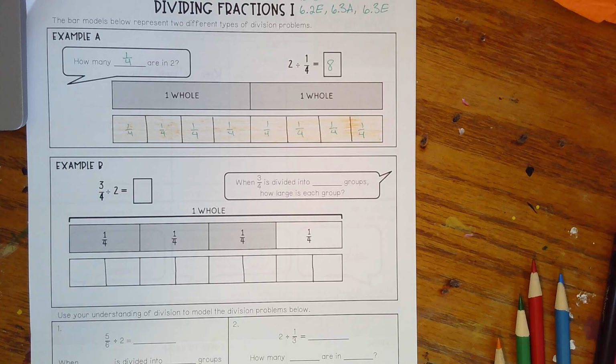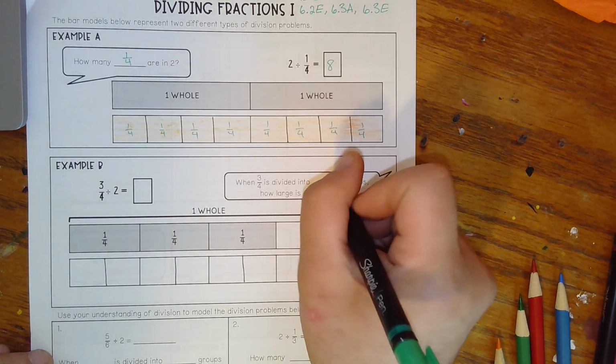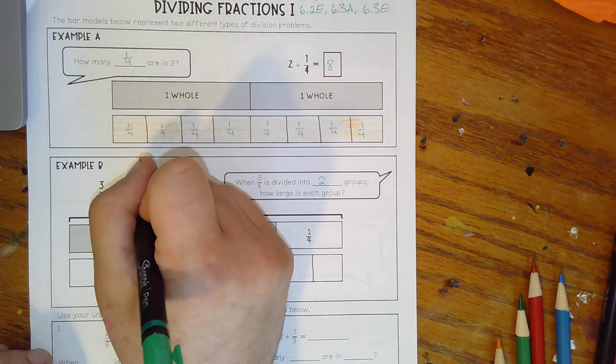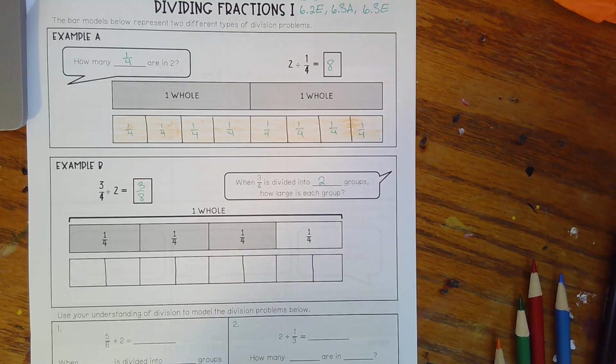It says 3/4 divided by 2. We'll put our two groups there. This will become 3/8. And I'm going to talk to you about why in just a moment. Actually, I'll go ahead and just explain it now.